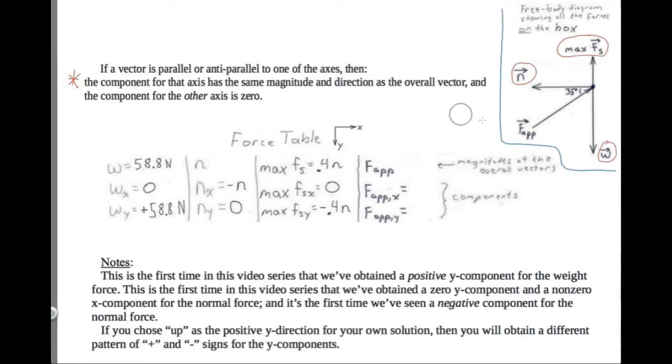We can use this rule to break the weight force, normal force, and maximum static friction force into components. For example, the weight force points down. We've chosen down as our positive y direction. So W sub y is positive. The normal force points left, which is our negative x direction. So n sub x is negative. N sub x has the same magnitude as the overall normal force, and the other component, the y component, is 0. The maximum static friction force points up, which is our negative y direction. So the y component of the friction force is negative.